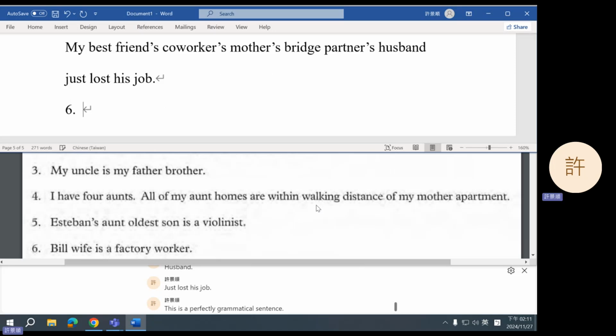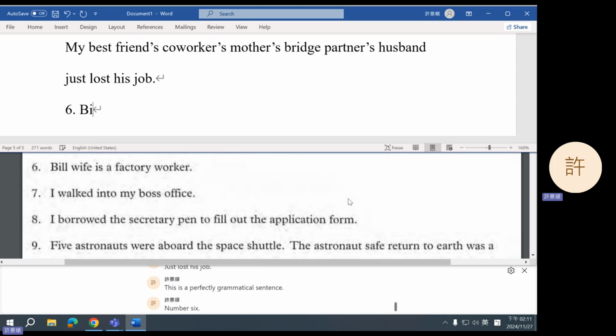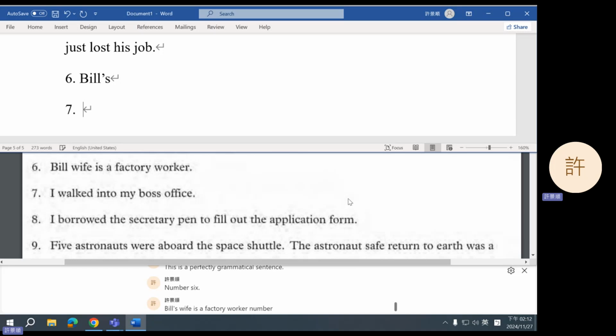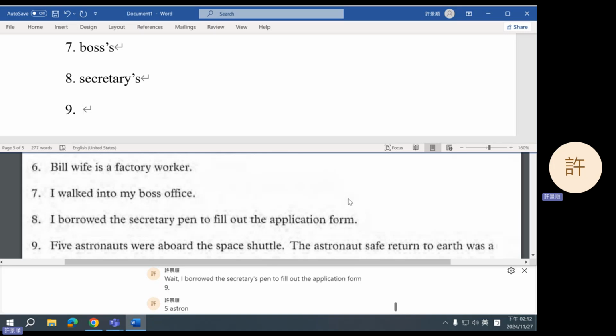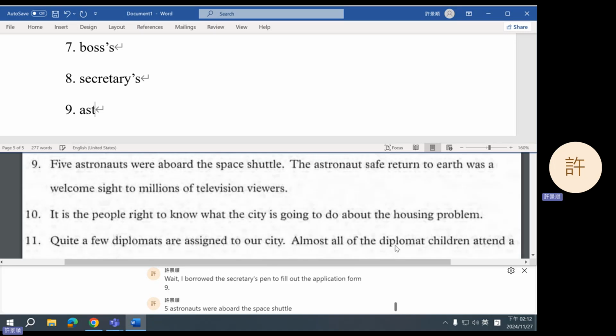Number 6, Bill's wife is a factory worker. Number 7, I walked into my boss's office. Yes, that's 3 S's. S apostrophe S. 8, I borrowed the secretary's pen to fill out the application form. 9, 5 astronauts were aboard the space shuttle. The astronauts' safe return to Earth was a welcome sight to millions of television viewers.